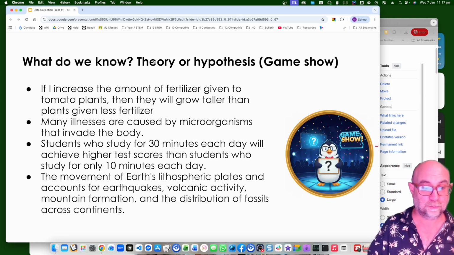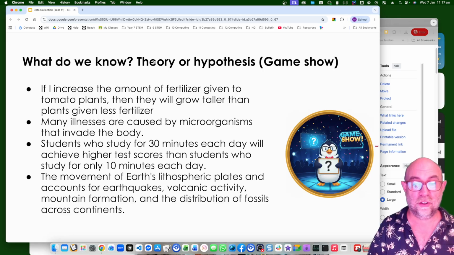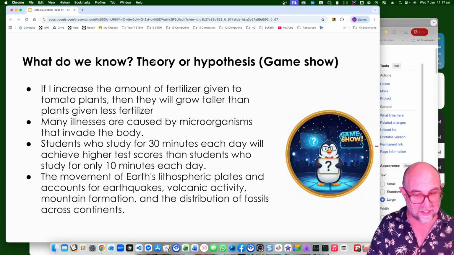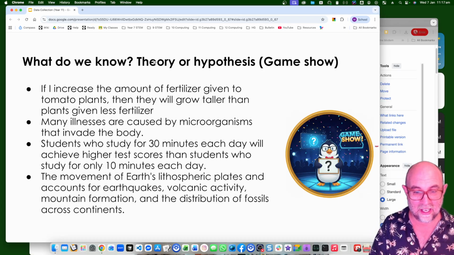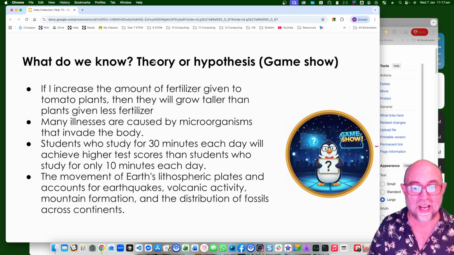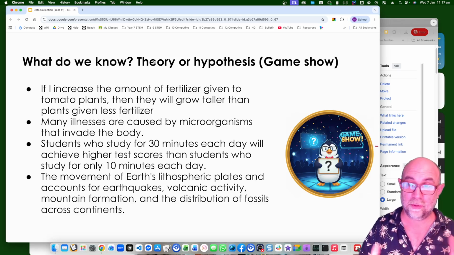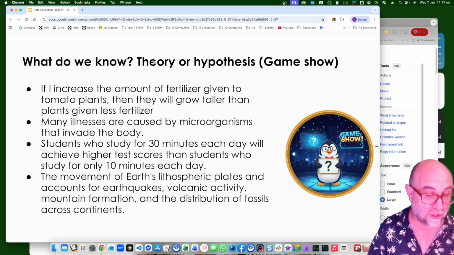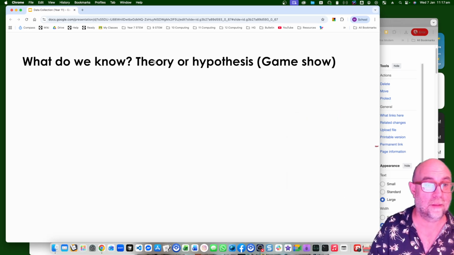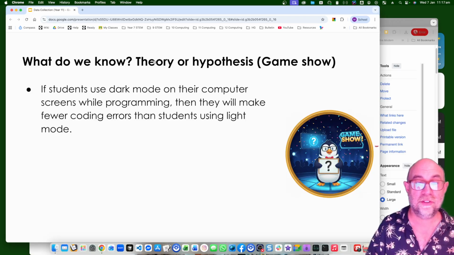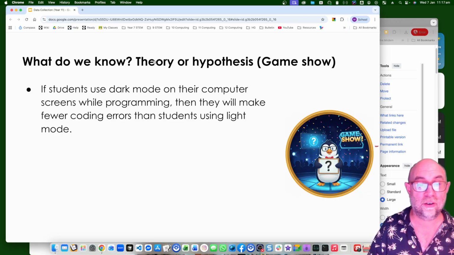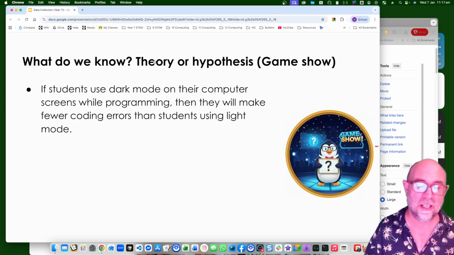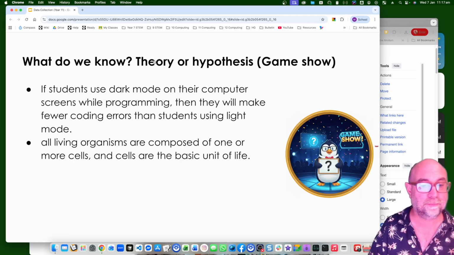It's specific. The movement of the Earth's lithospheric plates accounts for earthquakes, volcanic activity, blah, blah, blah. Well, that's a theory. That's saying the movement of this thing causes this thing. You could have a hypothesis coming from that, but that in itself is not a hypothesis. If students use dark mode on their computer screen while programming, they'll make fewer coding errors than students using light mode. Well, that's a hypothesis.